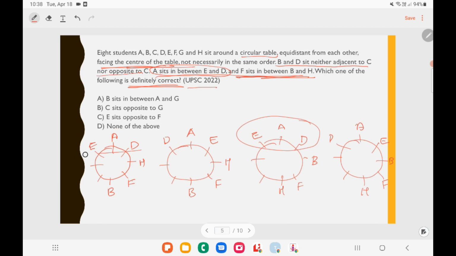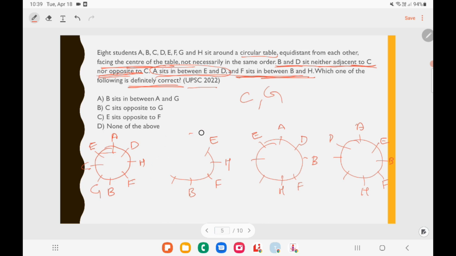So now let us see how we can draw the last possibility. So now we need to draw C and G here. And here it is said that B and D sit neither adjacent to C nor opposite to C. So I cannot draw C opposite to B and D, or I cannot draw C adjacent to B and D. So if I draw C here, it is adjacent to B. So that is not correct. So C will be here. Okay, C will be here and G will be here. Now if I draw C here, it is adjacent to B, and if I draw C here, it is adjacent to D.